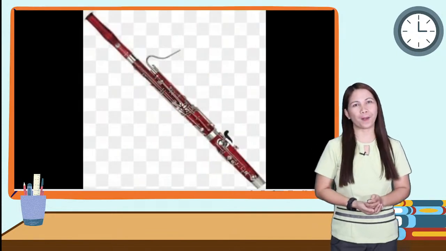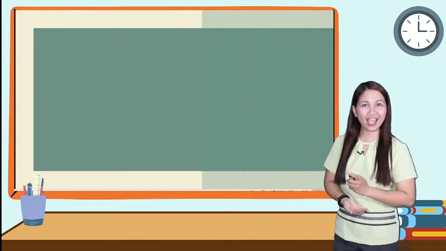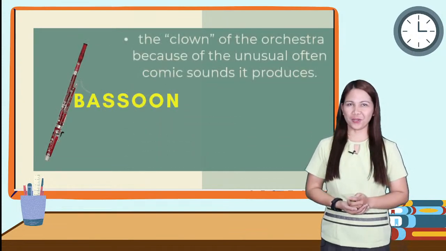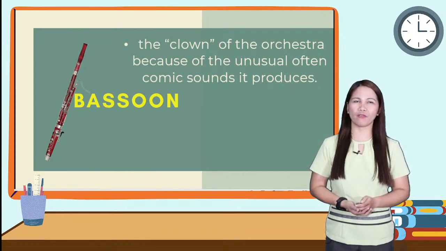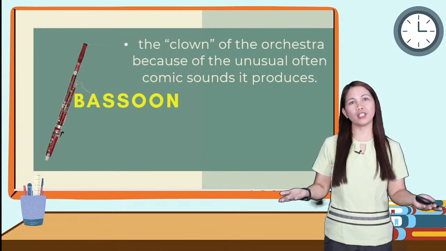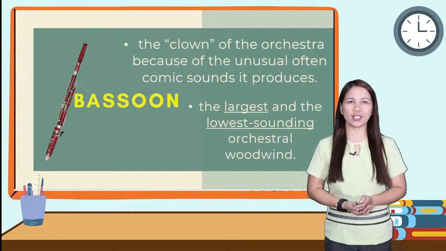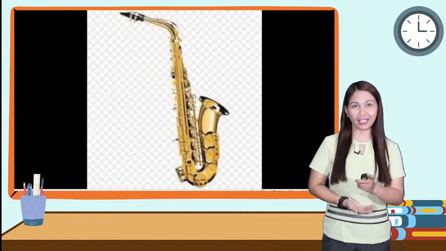Let's try this. That is a bassoon. Bassoon is the clown of the orchestra because of the unusual, often comic sounds it produces. The largest and the lowest sounding orchestral woodwind. And the last one.